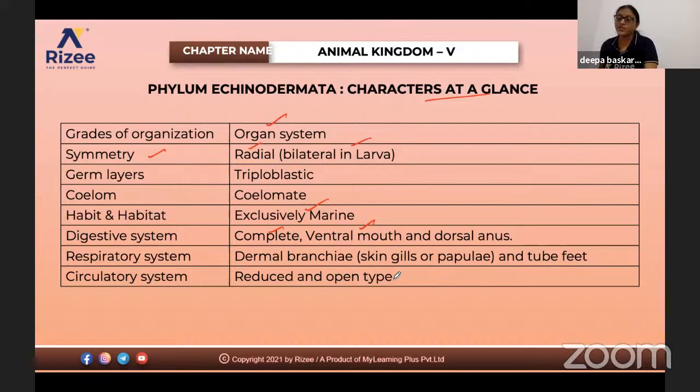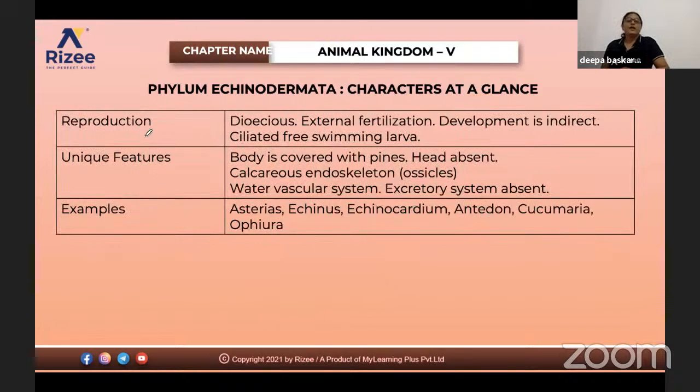What about the respiratory system, Lisa? Can anyone of you tell? Apart from branchiae, tube feet, respiratory trees, bursae and gills are also present. And again, circulatory system, there is no heart, open circulatory system and no pigment also. Reproduction is dioecious, purely external fertilization. Development is indirect with different types of larvae. And larvae are free swimming in nature.